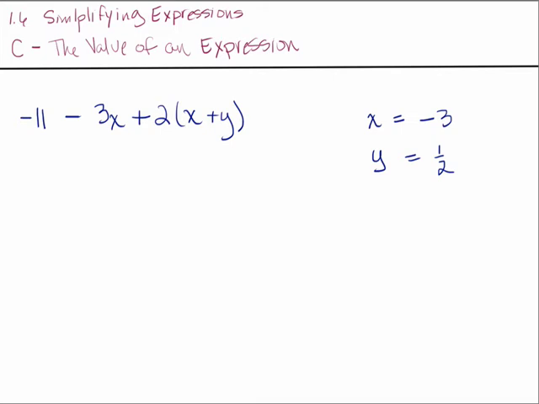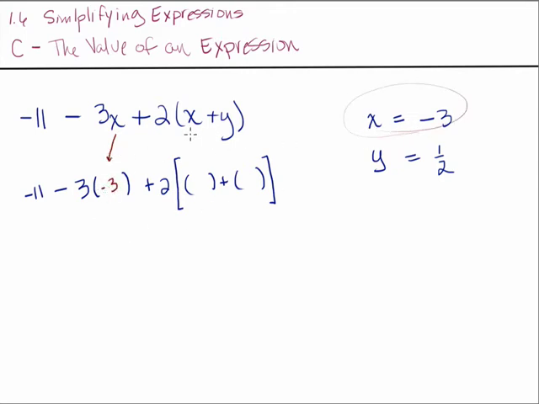We can proceed as we did before. I'll rewrite the problem, but instead of an x, I'll put a blank space. Instead of an x and instead of a y, I'll put a blank space. Then I can go back in and fill in every place that I saw an x with a negative 3. And everywhere that I saw y with a 1/2.